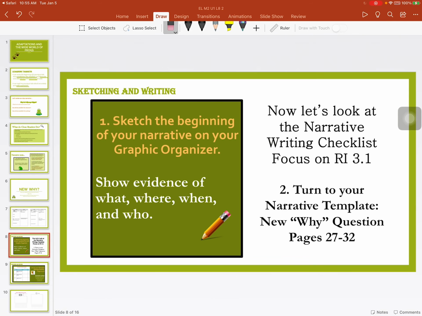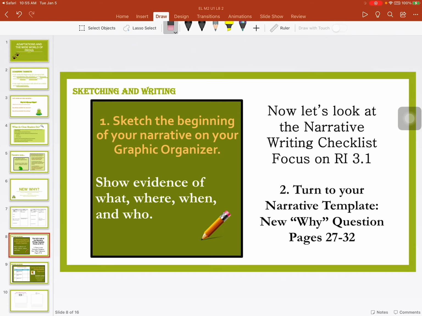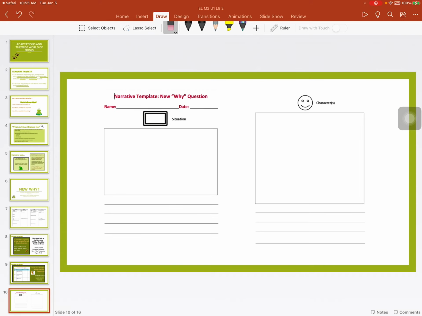So sketch the beginning of your narrative on your graphic organizer. This right here is your graphic organizer. It's in your workbook, I believe pages 27 through 32. If not, it's also in Seesaw. Show evidence of what, when, where, and who. So you're going to think: who, where, what is the situation? What is happening in the story? What is the moral or the lesson? And then you're also going to write the characters.